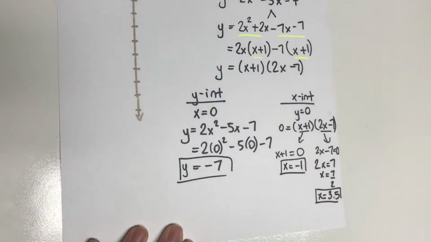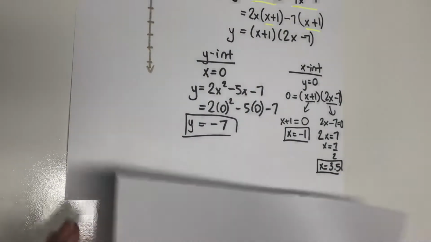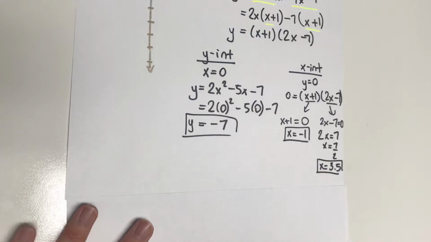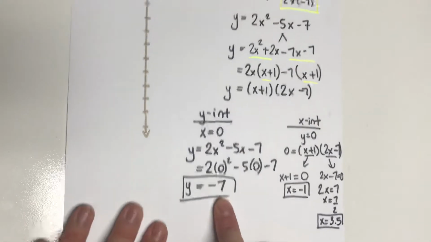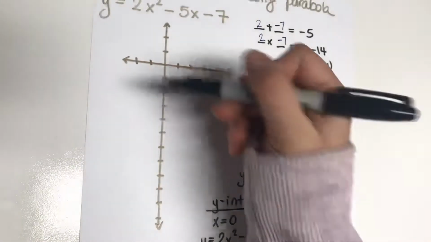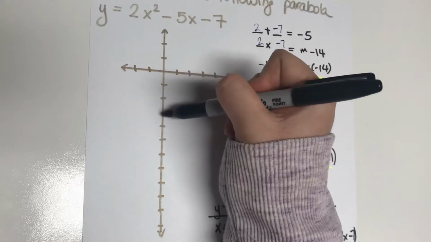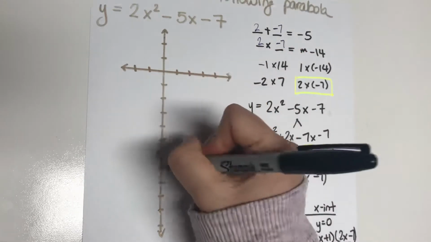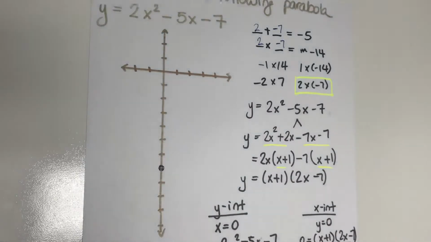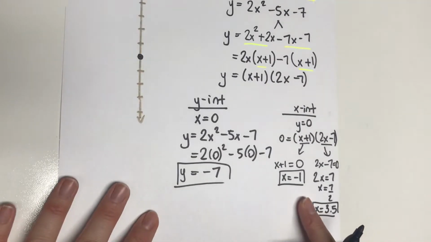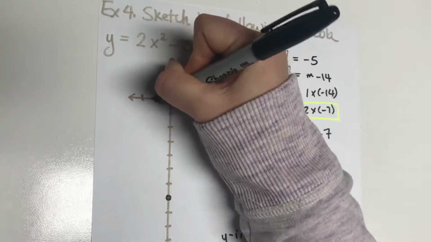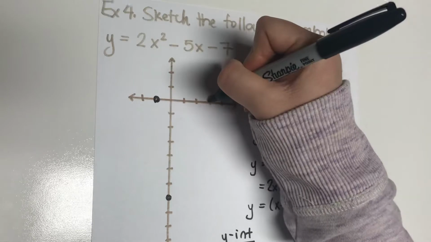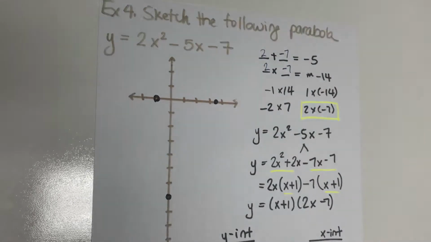Actually, I'm going to graph these while I have them. My y-intercept was -7. So on my graph, I'm going to go to -1, -2, -3, -4, -5, -6, and -7 is right here. And then my x-intercepts were at -1 and positive 3.5. So that's what I'm going to sketch. -1 and positive, this is 3, this is 4, so 3.5 is in between them.